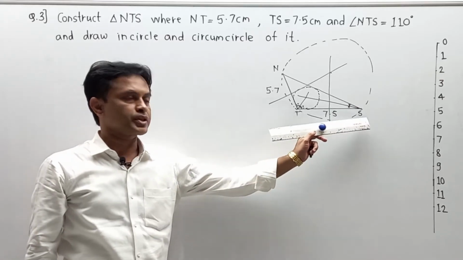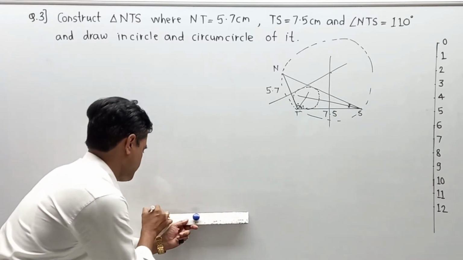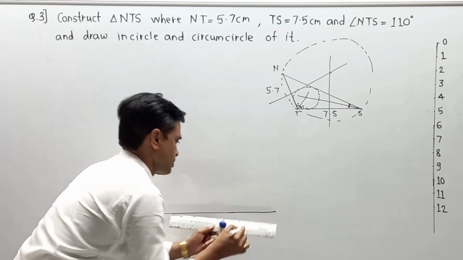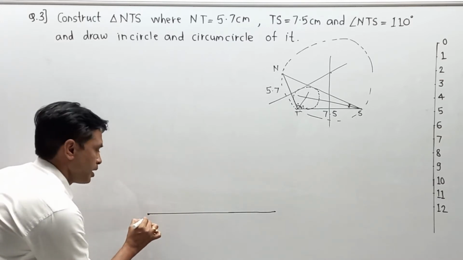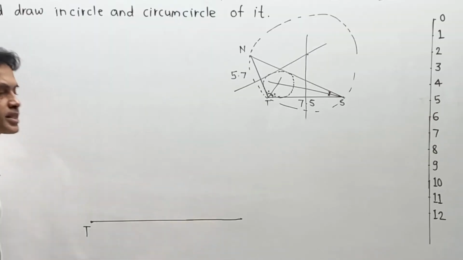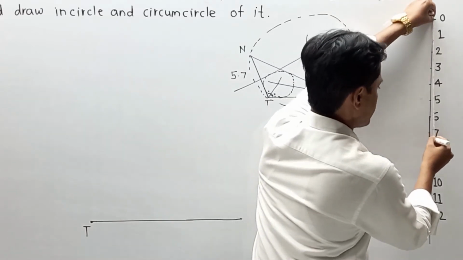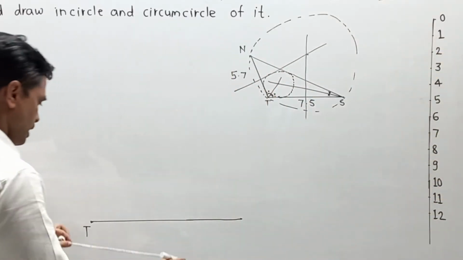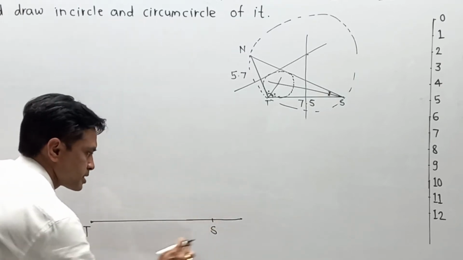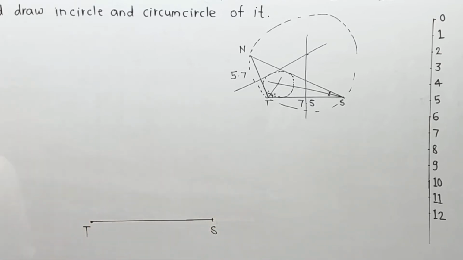Starting from this part, first TS is 7.5 centimeter. So here, point T, and from T to S I am going to take a distance of 7.5, and from T to S this distance is 7.5. Next we have to take angle T, and that is 110 degree.